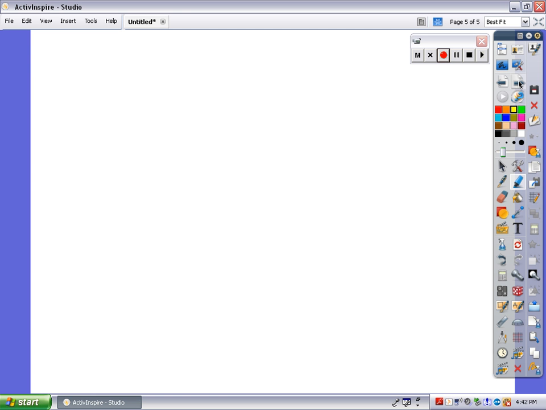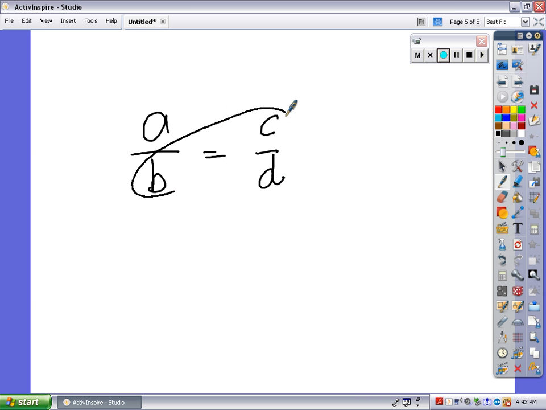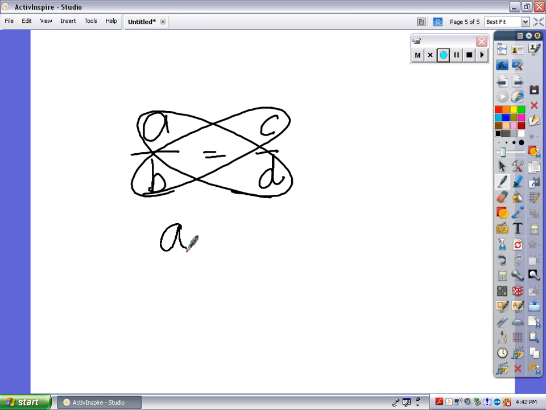All right, so here we go. Here's our first example. I'm going to move over to the board, so you need to watch. So this is a proportion: a over b equals c over d. That is a proportion. And if you guys remember from way back in the day, a times d should equal b times c. And the two ratios should be equal to each other.